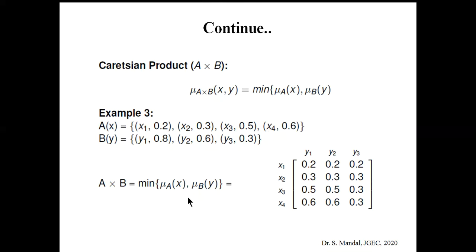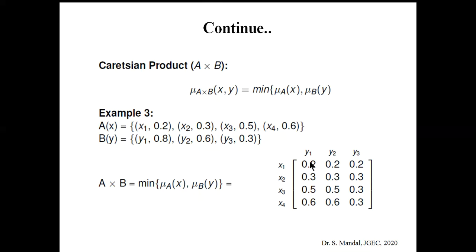For A, we should write down the elements in a single column, and for B, the second fuzzy set, the elements y1, y2, and y3 we should write along the horizontal axis of the matrix. Now let's compare x1 and y1. This point is x1 y1. What should we do? We need to find the minimum of the membership values of x1 and y1. So the minimum between 0.2 and 0.8 is 0.2.